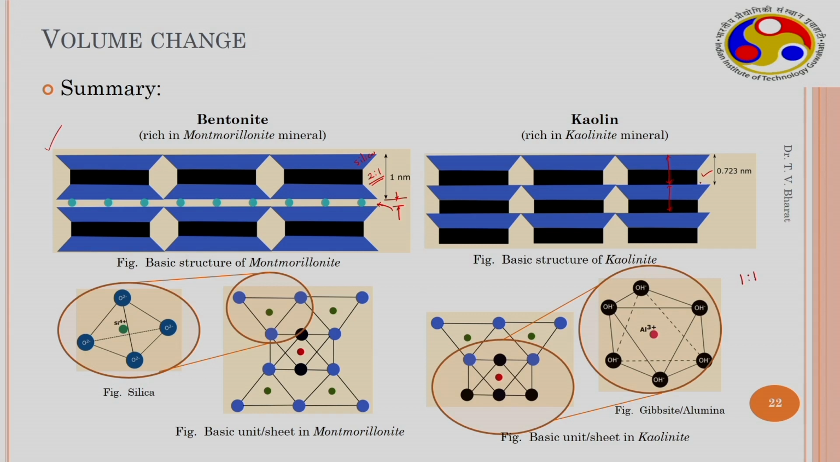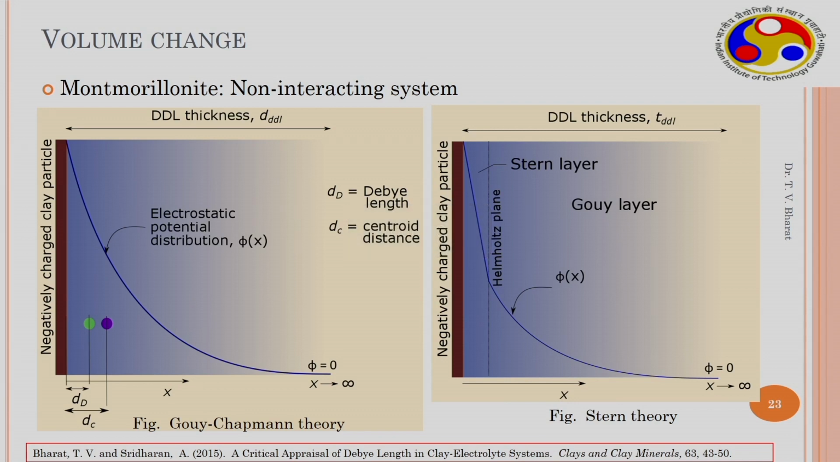So, one sheet is attached to another sheet by strong bonds like hydrogen bonds. Water cannot enter between these individual sheets. Because the bond is very strong, expansion due to wetting does not take place in kaolin or kaolinite mineral. In case of montmorillonite, the clay particles are negatively charged because you have silica on both sides, and the specific surface area is very high.